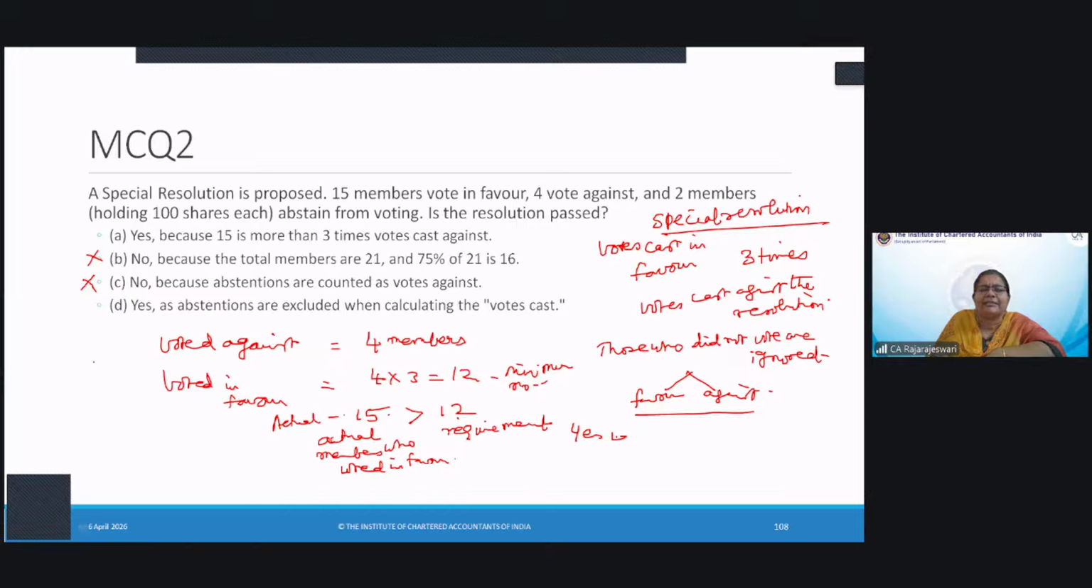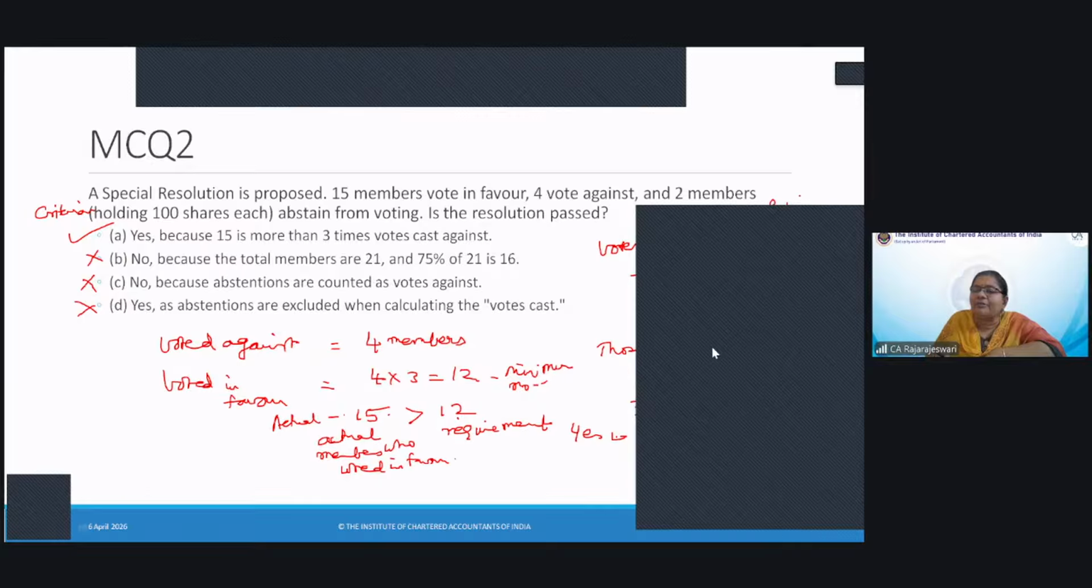So when you see A and D, it says that abstentions are excluded when calculating the votes cast. Yes, that is there. But is the resolution passed because of that? No, it is not because of that. What is the criterion? The criterion is the votes cast. The answer is because 15 is more than 3 times the votes cast against. So 3 times 4 is 12, and 15 is more than 12. Because of that, the resolution is passed. So you have to analyze it this way.